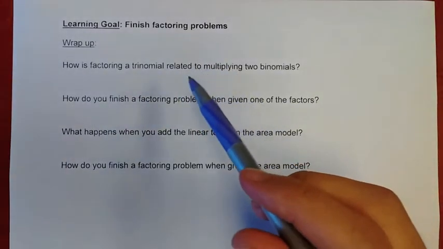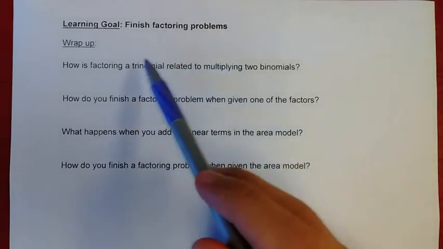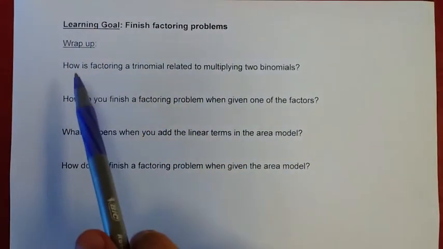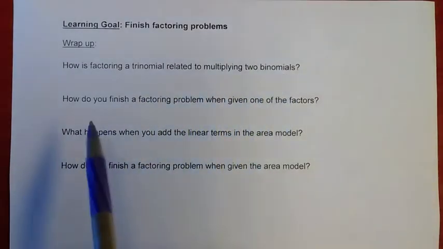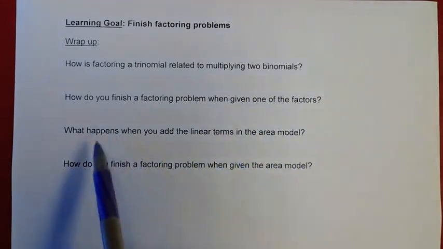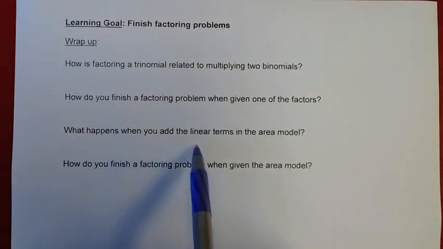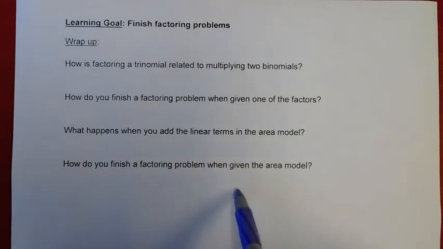I want to remind you that our learning goal for this lesson was to finish factoring problems. And now for some wrap-up questions. How is factoring a trinomial related to multiplying two binomials? How do you finish a factoring problem when given one of the factors? What happens when you add the linear terms in the area model? And how do you finish a factoring problem when given the area model?